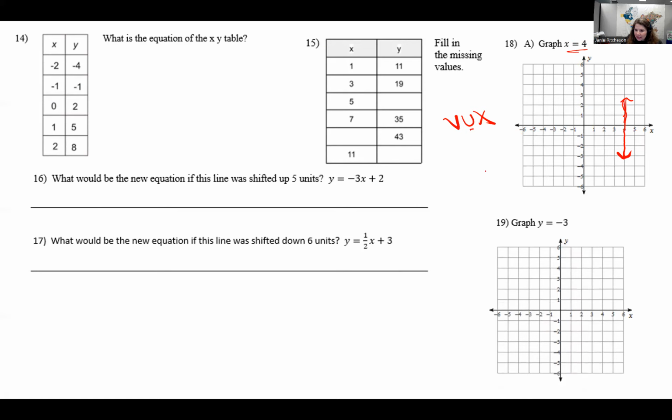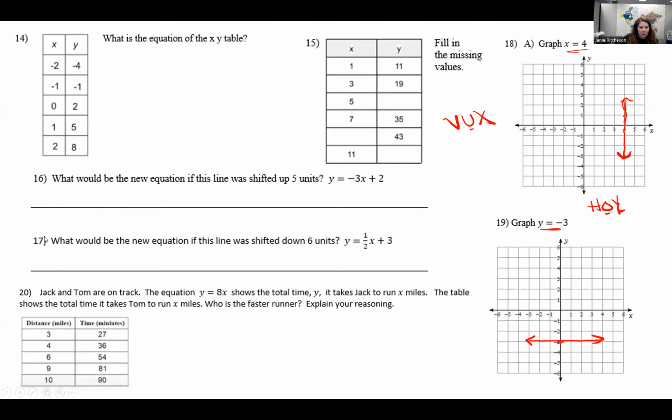Number 19, HOY, H-O-Y. There's no x, there's only a y, which tells me this is a horizontal line. This horizontal line has a 0 slope. So I'm going to go down here to -3, and I'm going to make a horizontal line that goes through 0, -3.